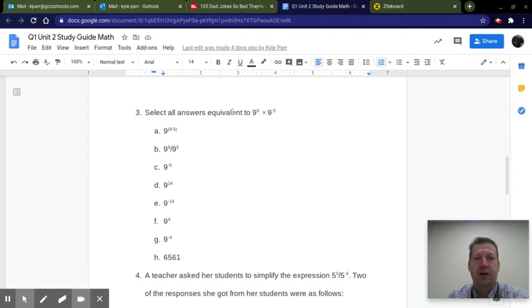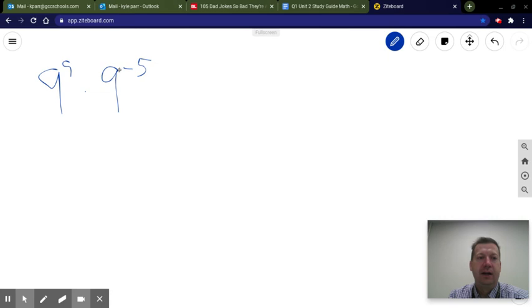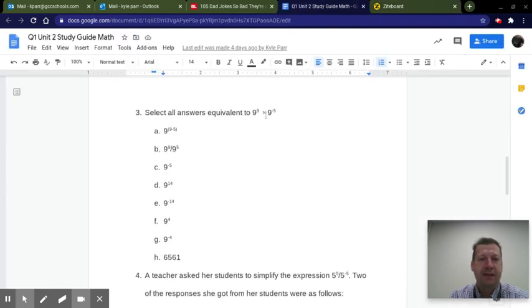Question 3, select all answers equivalent to 9 to the 9th times 9 to the negative 5th. Again, since I'm multiplying these with exponents, I'm going to add 9 and negative 5, which is the same as saying 9 minus 5, which gives me 9 to the 4th power. So I'm going to go over here and look for answers that are equivalent to 9 to the 4th power. So when I jump back to this page right here, 9 to the 9th minus 5, well, 9 minus 5 equals 4. So this is 9 to the 4th power. So that one would be correct.